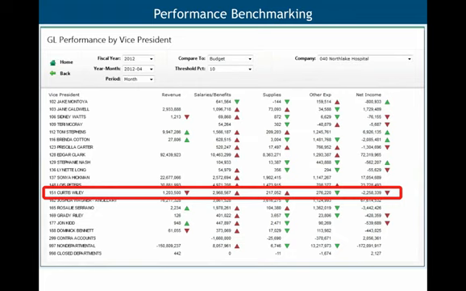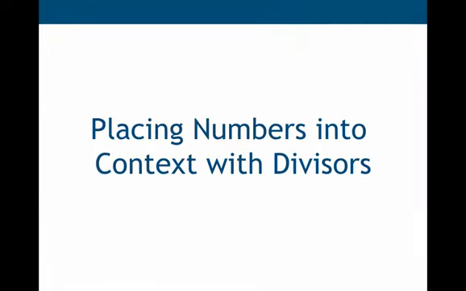There could be all kinds of good reasons why Edgar's salaries and benefits are nearly 3 times greater than Curtis's, such as Edgar having 3 times Curtis's headcount. We need to make an apples-to-apples comparison out of this. So how do we do that? Well, we place numbers into context using something called divisors.